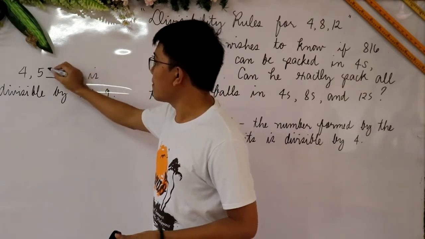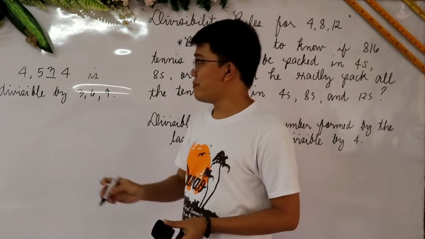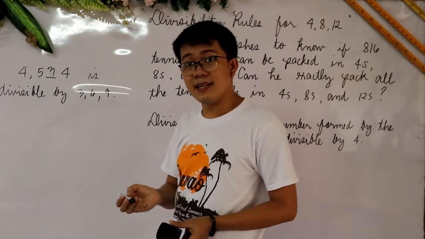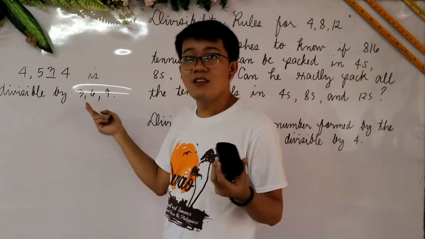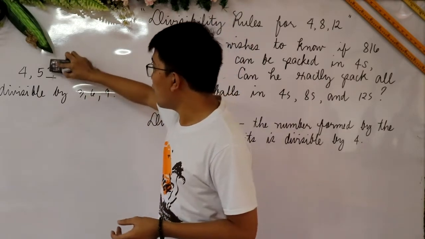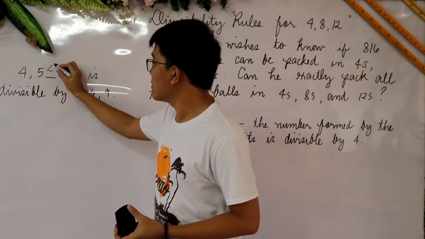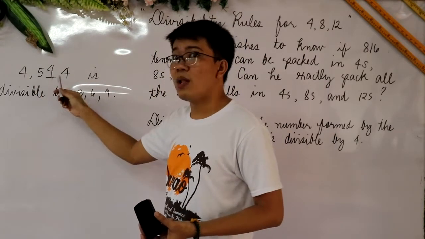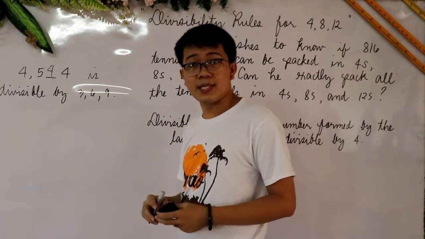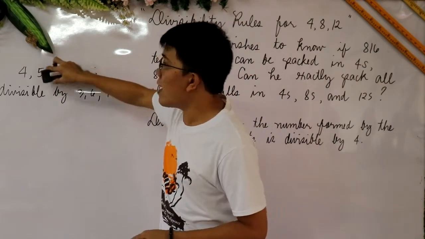How about 3? 4 plus 5 is 9 plus 3 is 12, plus 4 is 16, and 16 is not divisible by any of these numbers. How about 4? If it's 4, then 12 plus 5 is 17, not also divisible by any of these numbers. How about 5?